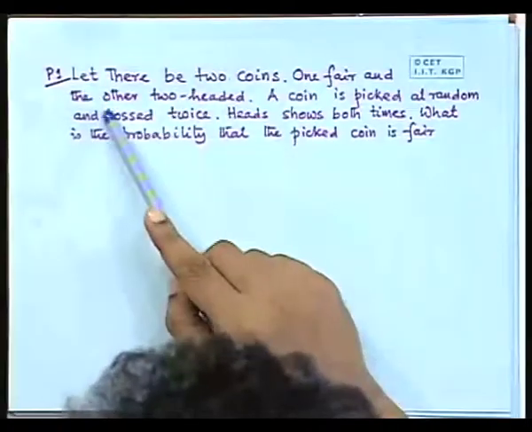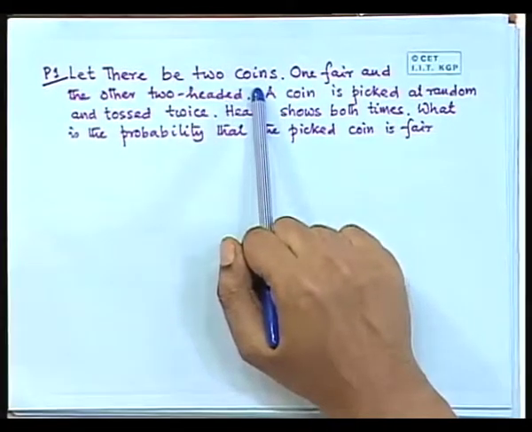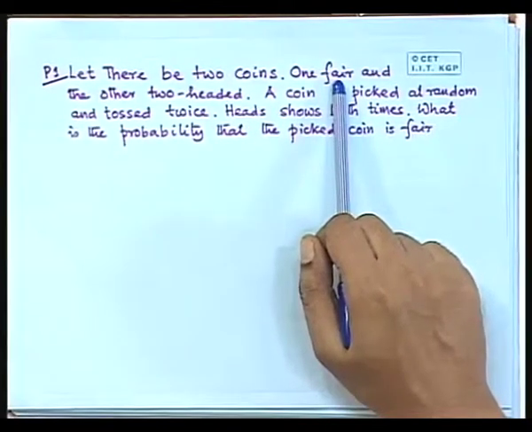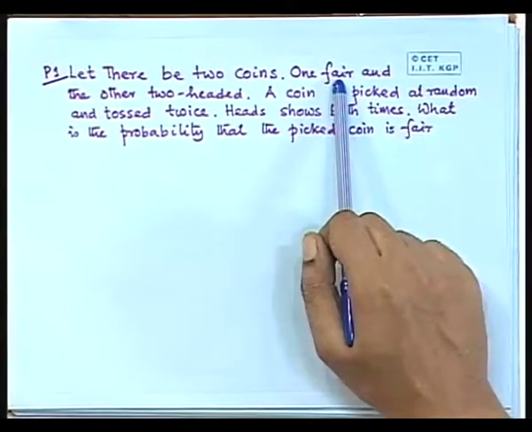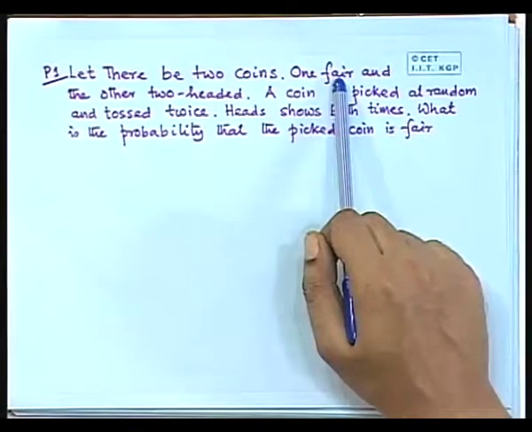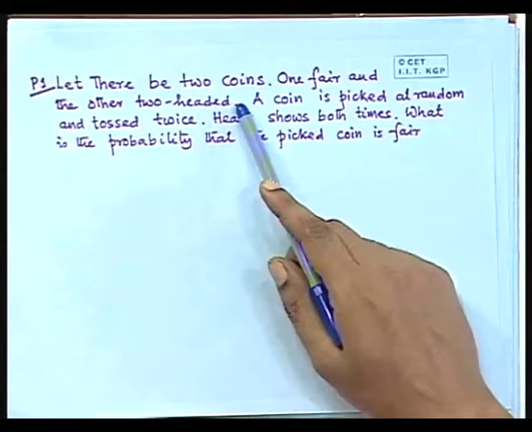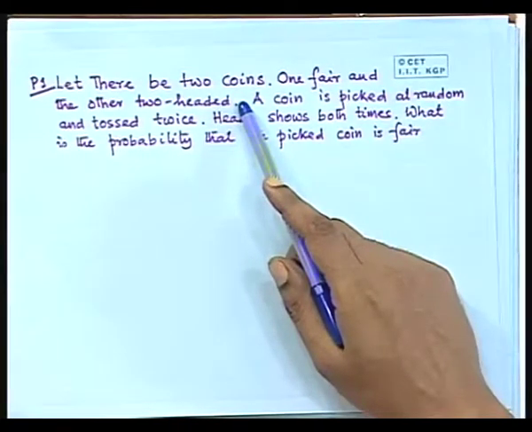So the first problem was somewhat simple. Just see whether you can make out what is happening here. The problem says that let there be two coins. One is fair. Fair means that the probability of getting a head and the probability of getting a tail is the same and is equal to 0.5. That's called a fair coin. And the other is two-headed. It's like that Sholay movie coin. So both sides are head, right?